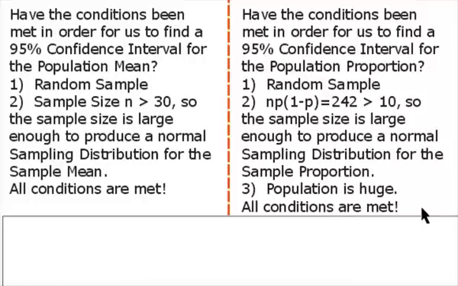Also, the population has to be huge. So huge that the sample size is less than 5% of the population size. So all of our conditions have been met. Now we can get to work.